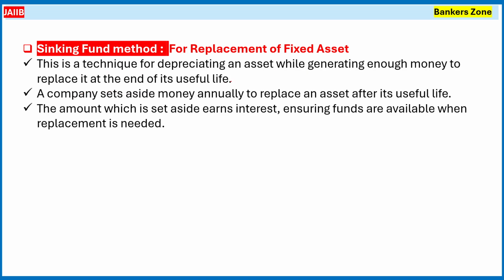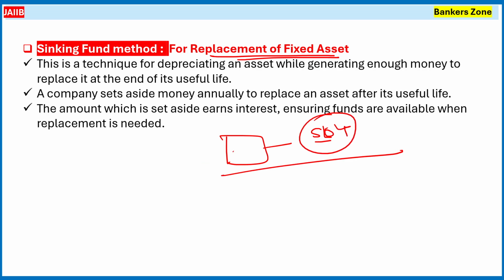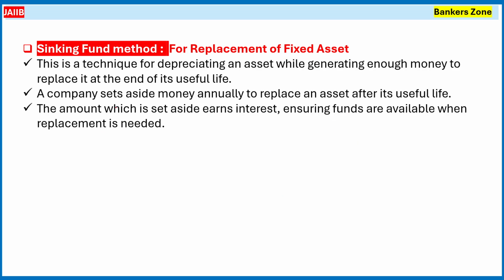Now see, the sinking fund method for replacement of fixed asset means whatever asset we are having will be useful for only say 5 years. Okay, what after 5 years? Whatever profit we are generating in those 5 years, we will accumulate so that we will have some amount, and that will be used to replace that asset after 5 years. Got it? Very simple. So a company sets aside money annually to replace an asset after its useful life, which is called the sinking fund for replacement of fixed asset. The amount set aside will earn interest, ensuring funds are available when the replacement is needed.